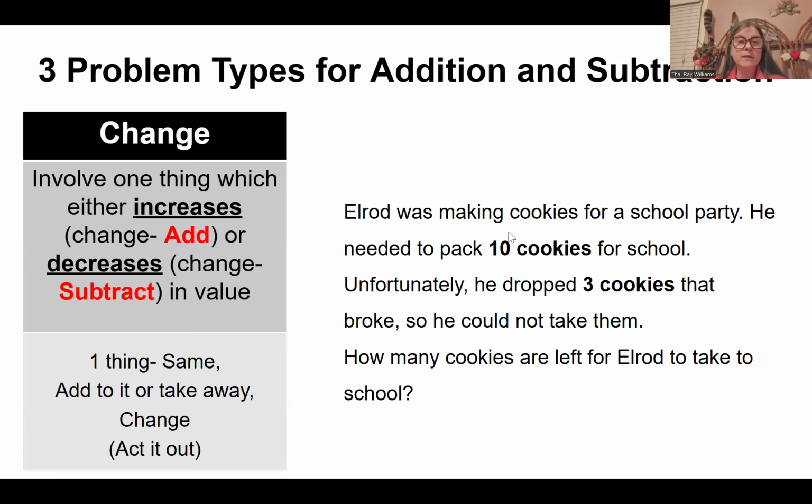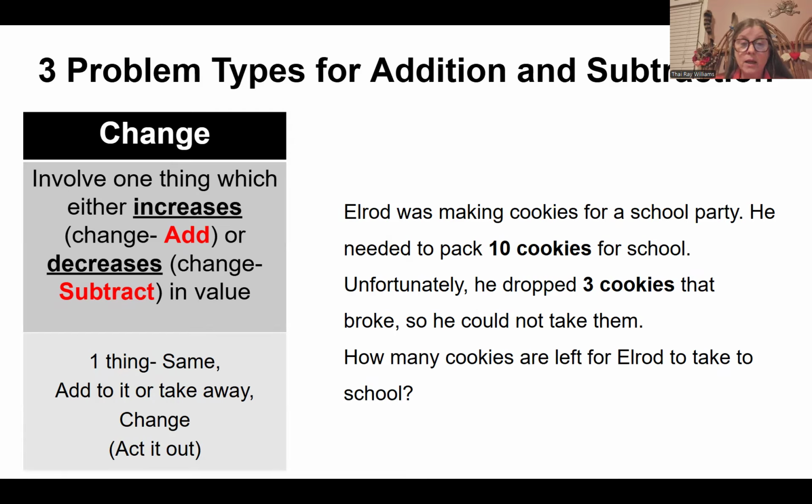All right, now let's look at the third type of problem. This is called a change problem. The big thing to remember about change problems is you only have one thing, just one thing. And that one thing is either going to increase in number and you're going to add, it's going to change by adding, or you're going to have one thing and you're going to take away and it's going to decrease in number, which is subtraction, okay? And so here's an example of that.